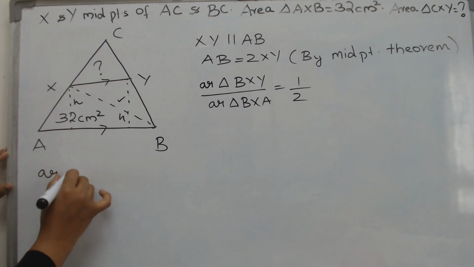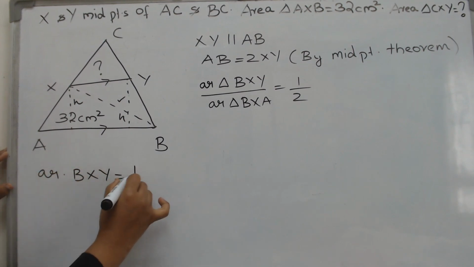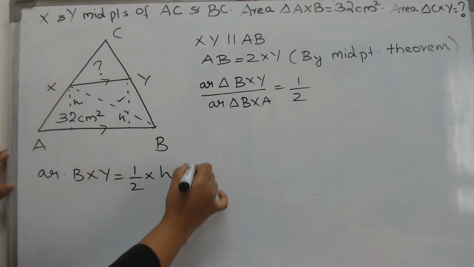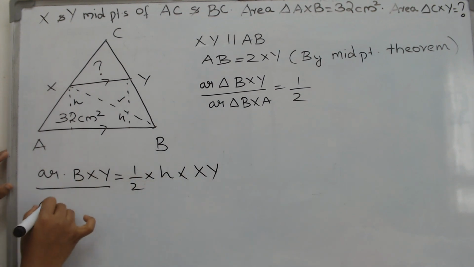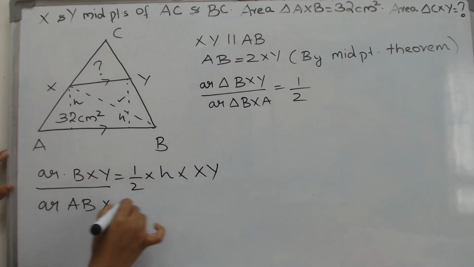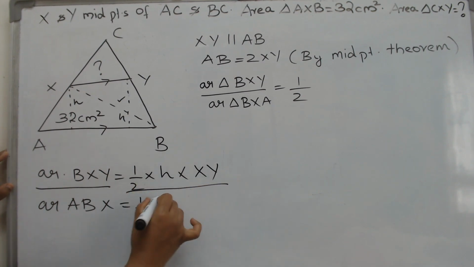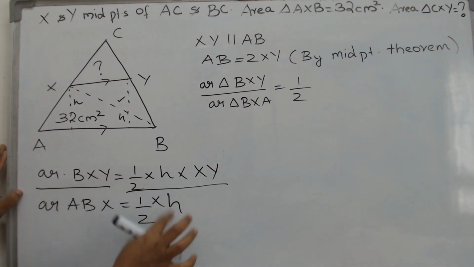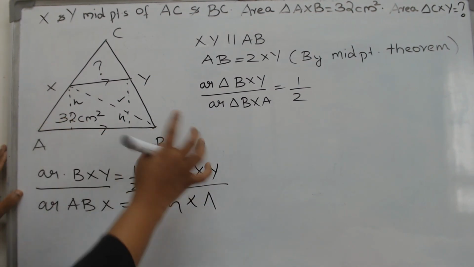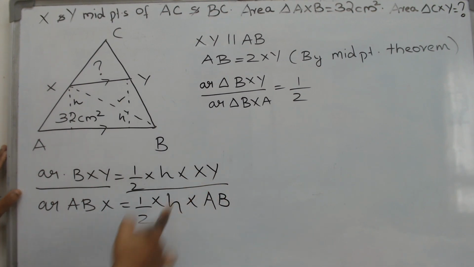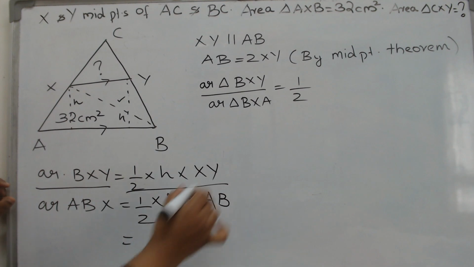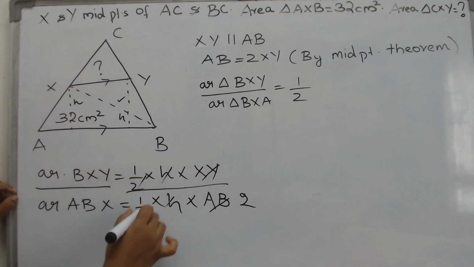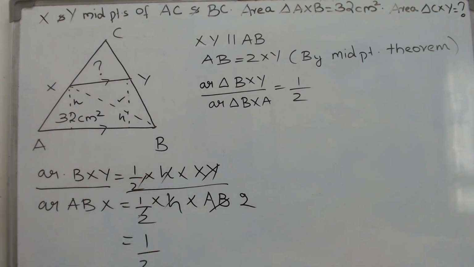Then what will be the area of triangle BXY? It will be half into height into, I will take this as the base, XY. And then what will be the area of ABX? The same height. Remember what we said? These are two parallel lines, which means their height is always a constant. Height will be h, and then we are taking AB as the base. But then what do we know about XY and AB? XY is half of AB. That means we have a 2 here. So this whole thing is actually just 1/2.